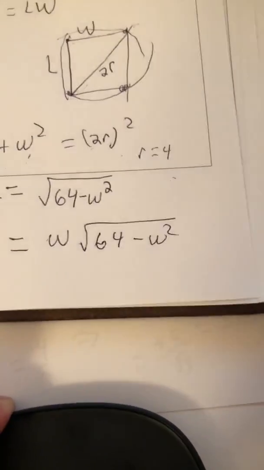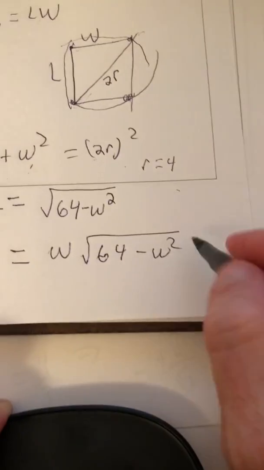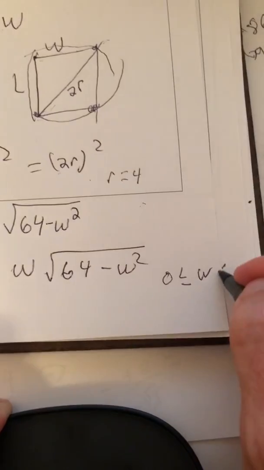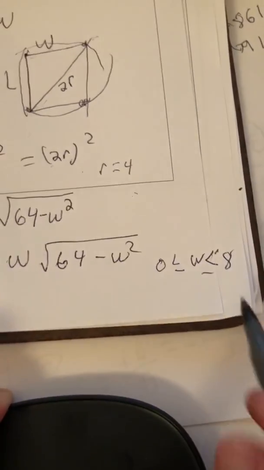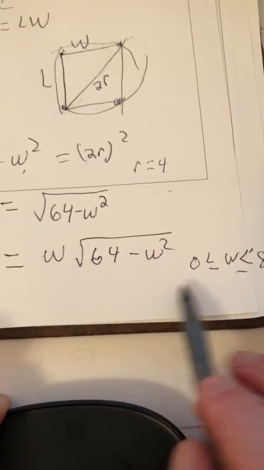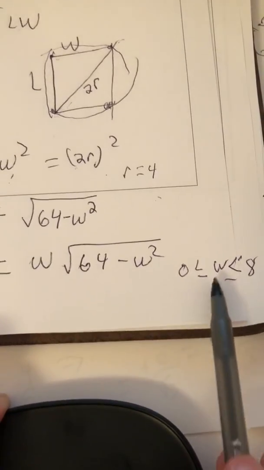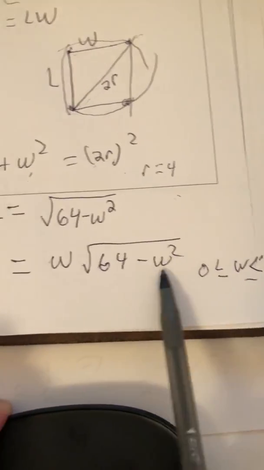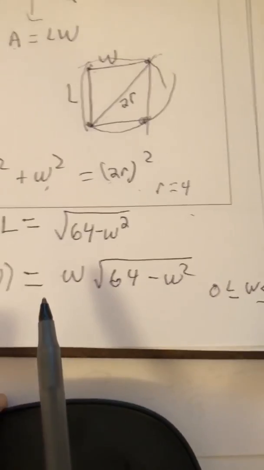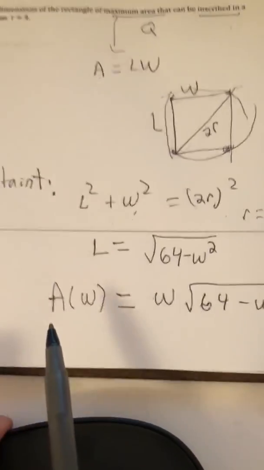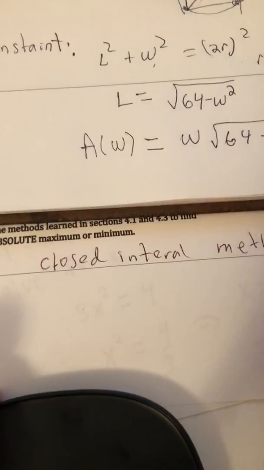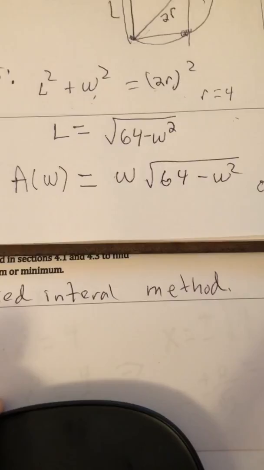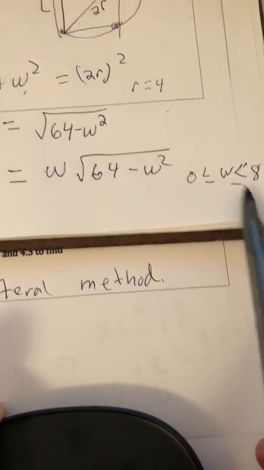Now we do have an interval here, right? It makes sense that W be between 0 and 8. So we're going to use the closed interval method. Obviously W can't be negative, and W can't be greater than 8, because we'd have a negative number inside the square root, right? So what we have to do now is find the values of W that will give us a maximum.